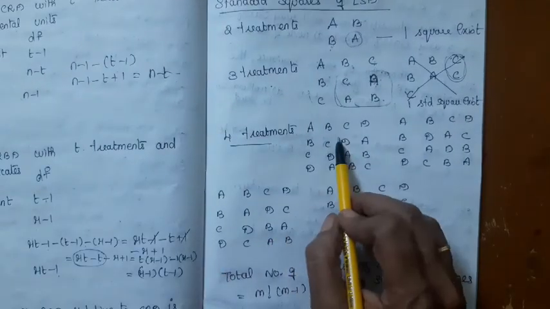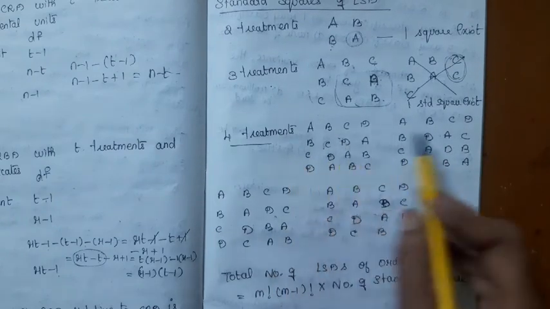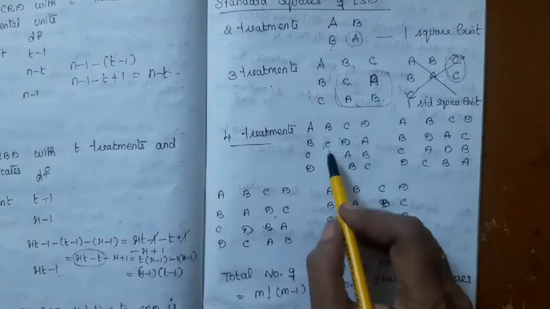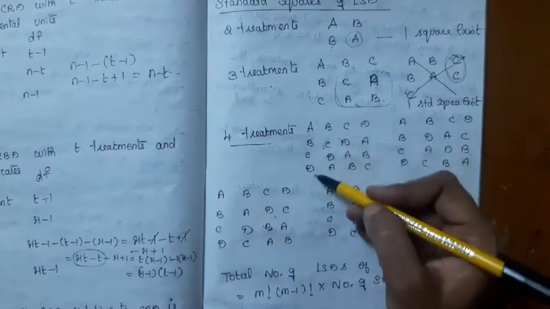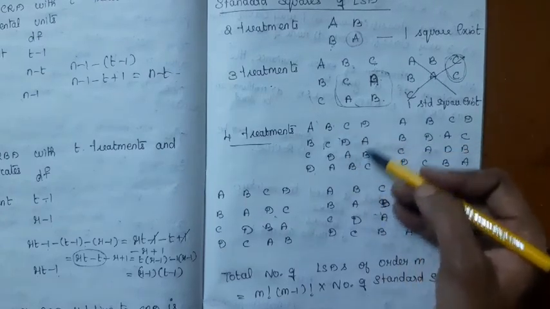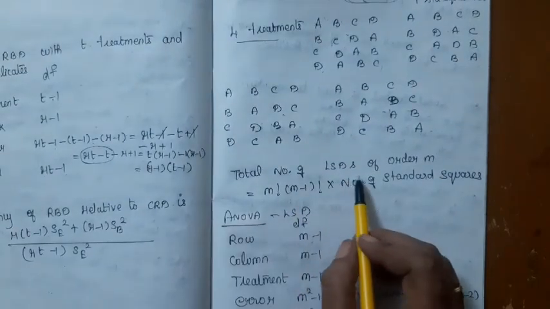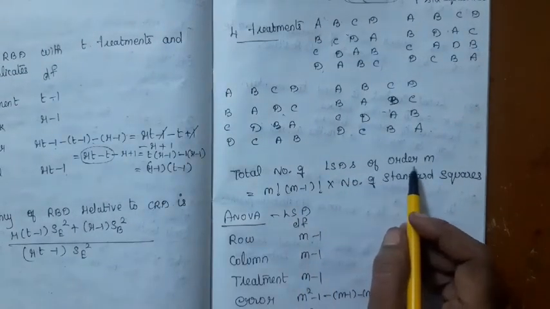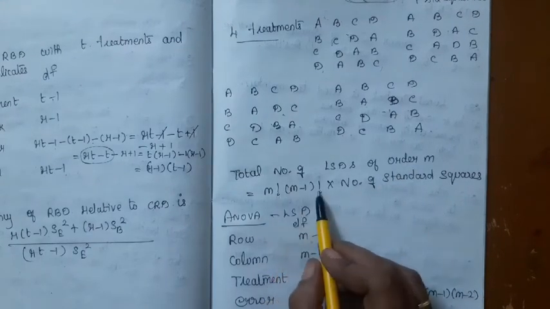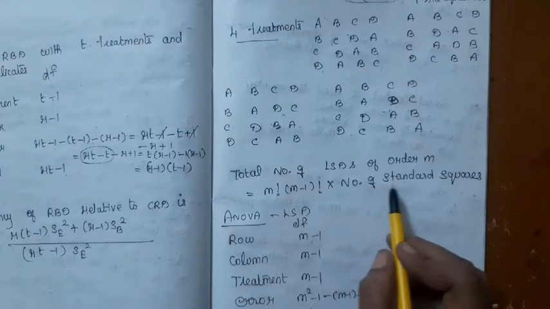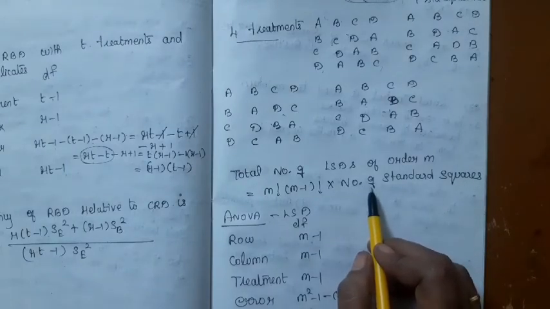If you have 4 treatments, you have 4 standard squares. You can check this. In the second row, A, B, C, D appears only one time. In the second column and the third column, nothing is repeated. So the total number of LSDs of order m: how to compute it? The formula is m factorial into (m minus 1) factorial into the number of standard squares. You may have problems based on this formula.